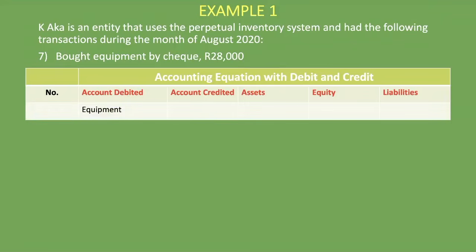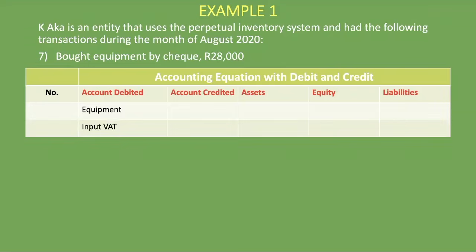And what VAT do we have here? Is it input or output VAT? Well, we bought the equipment. That means we're going to pay someone for those equipment. And that means we're going to go back to the revenue authority and claim that VAT. So it's input VAT, and that's the account debited because equipment and input VAT are both assets. And then we also have bank as the account credited because bank is an asset and it's decreasing because we are paying for this equipment. And what do we put as the equipment?